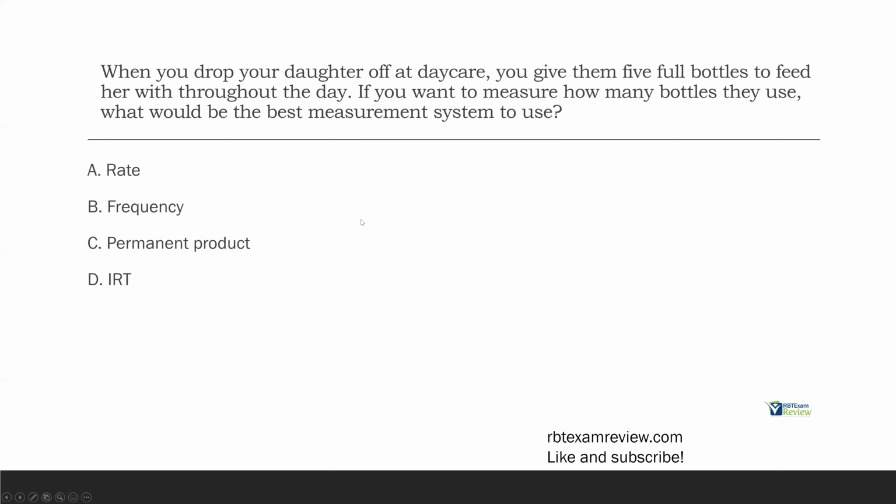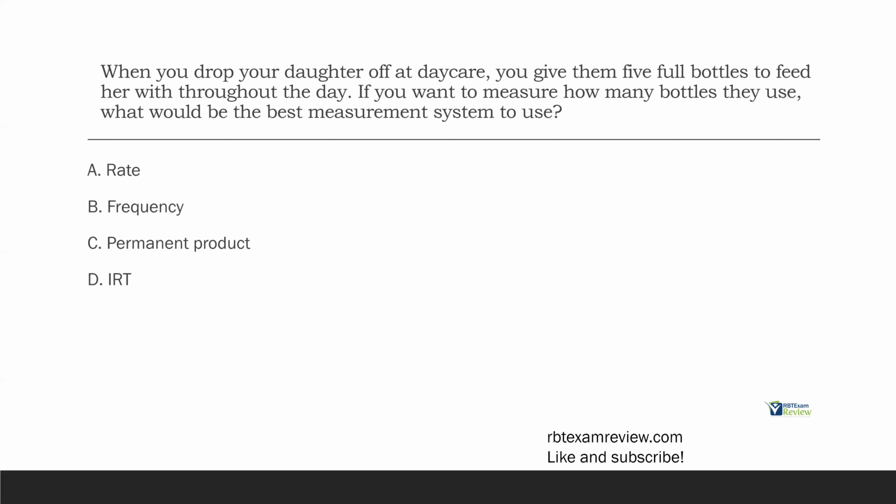Frequency is going to help us give a count, okay? But again, to get the most accurate type of frequency, we need to actually observe them feeding the daughter the bottles. But since we can't do that, our best measurement is going to be based on the product or the result of whatever behavior they're using to feed the bottles. So if we want to measure how many bottles they use, we're going to use permanent product. And this is why at the beginning I said to be careful, because it's a little tricky. Now, this is the best answer. Okay. The exam wants the best answer.